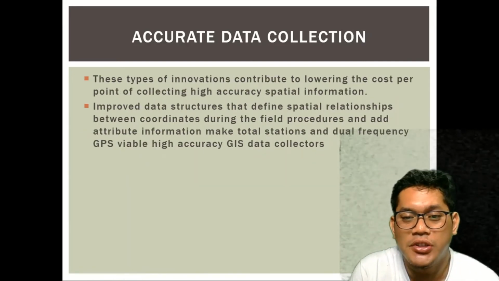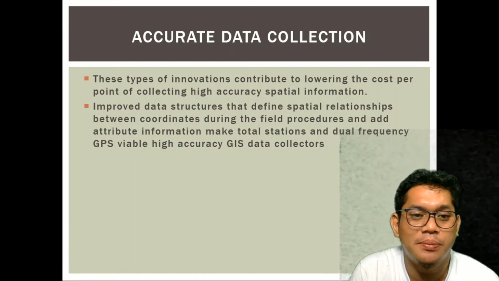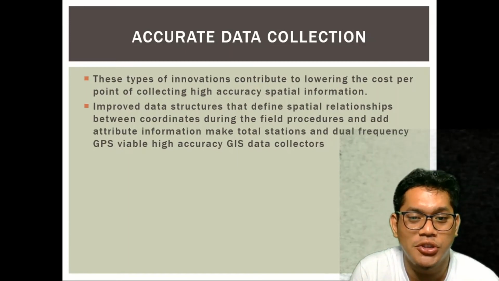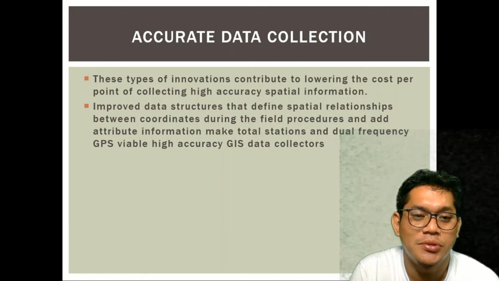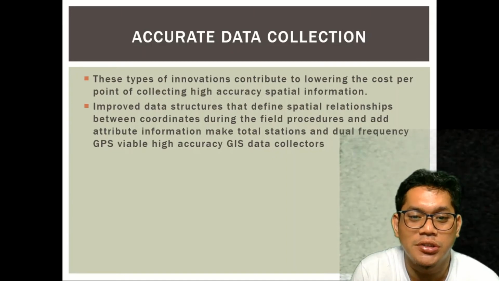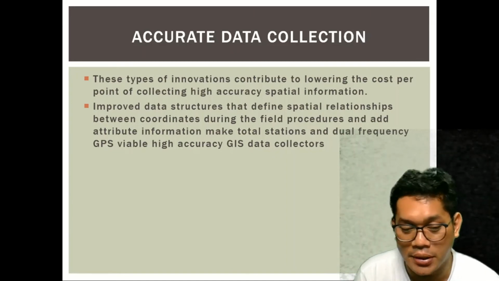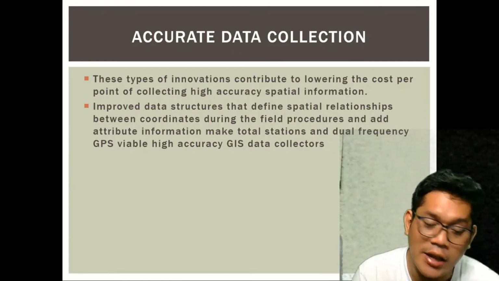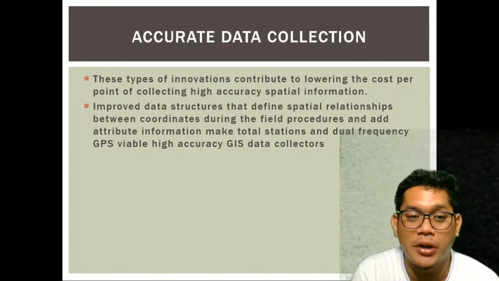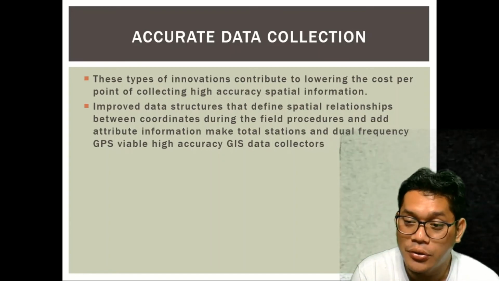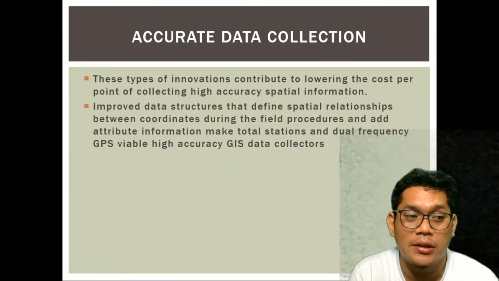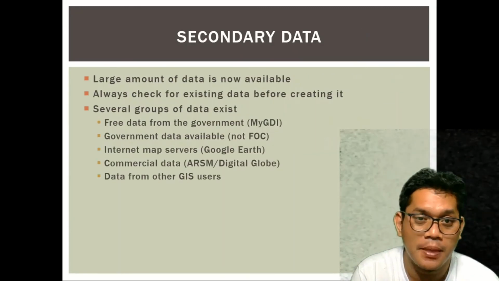And these types of innovations contribute to lowering the cost per point of collecting high accuracy spatial information and improve data structures that define spatial relationships between coordinates during the field procedures, and attribute information makes total stations and dual frequency receivers fairly high accuracy GIS data collectors. But nowadays we do have Android systems with dual frequency GPS that can update to the cloud system, which will give you much better data collection instruments.